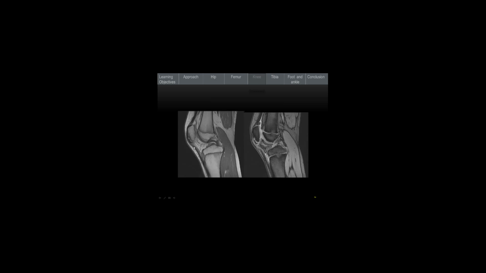Here it is on MRI, a different case. You can see a low signal crescent here, right over here as well, that's come off the lower pole, or the inferior pole, of the patella. Again, an avulsion from the patellar tendon pulling off a portion of the patella related to trauma.